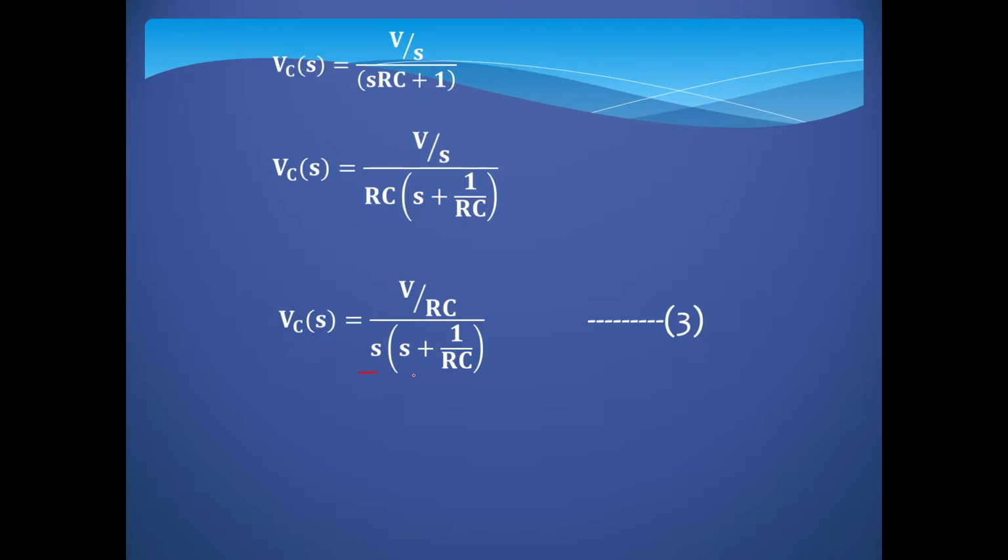There are two terms in the denominator. So A divided by s plus B divided by s plus 1 by RC. So Vc of s is equal to what? A divided by s plus B divided by s plus 1 by RC. I hope you have written this, what I am showing you here.